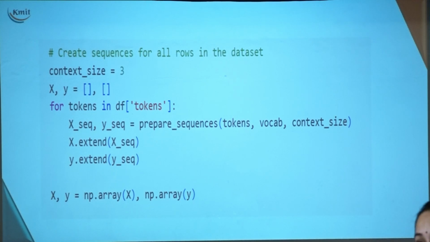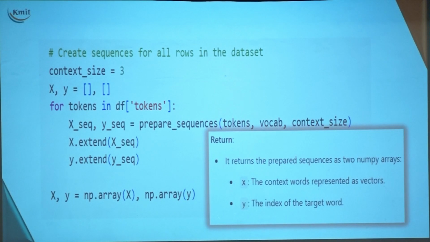Everybody clear? What is the output of this particular thing? Obviously, the output is going to be 2 NumPy arrays. First one is named as X. What does X hold? X holds context words which are now represented in vector form. Okay. And what does Y hold? Y holds the target word, which is nothing but the index of the target word. Clear enough? Now very easily you have converted your entire sequential data into X and Y.